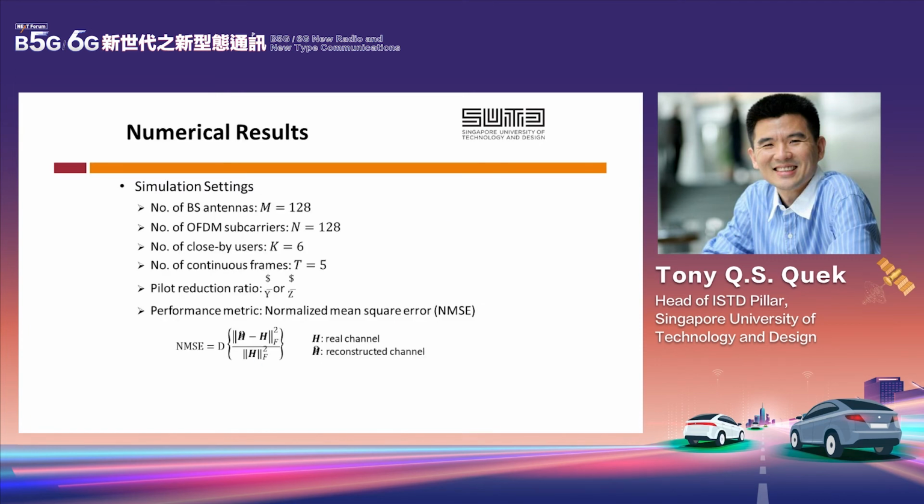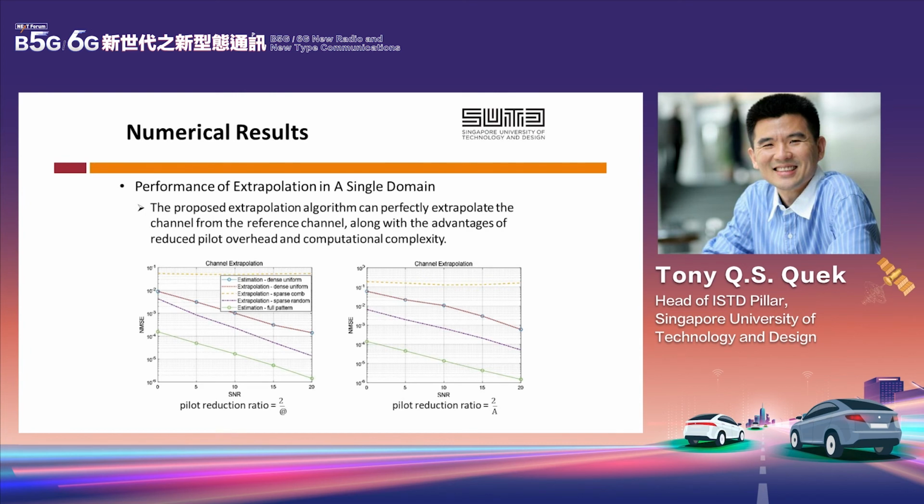The base station has 128 antennas, 128 OFDM carriers, 6 close-by users, and a continuous frame of 5. The whole goal is to reduce complexity, so pilot reduction of a quarter and 1/8, and the performance metric is normalized mean square error. First of all, we look at the performance of extrapolation in a single domain, right? In a single domain, we compare across the different pilot schemes. For example, the full pattern will give you the lowest error.